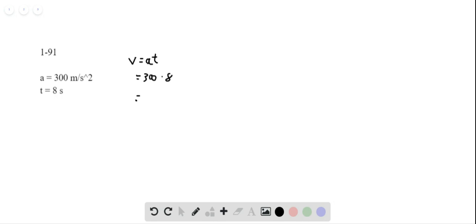And we find that the total distance traveled is about 2,400 meters in 8 seconds, which is very fast. Oh, sorry, meters per second, sorry. I mean, that is very fast as well. And the answer that corresponds to is simply A.